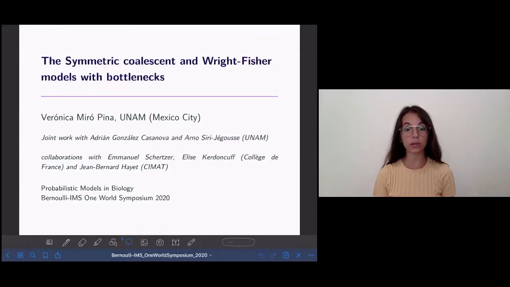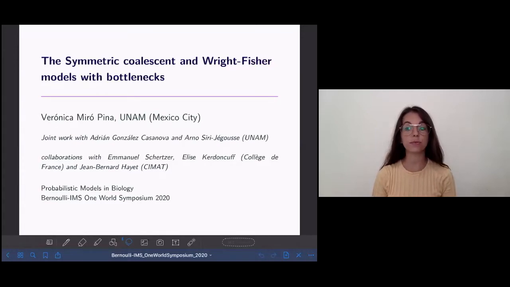I am a postdoc at UNAM in Mexico City, and I will present my work entitled The Symmetric Coalescent and Wright-Fisher Models with Bottlenecks. Most of this work is available on the arXiv, and it is joint work with my two postdoc supervisors, Adrián González Casanova and Arnaud Cyril-Gégouz.